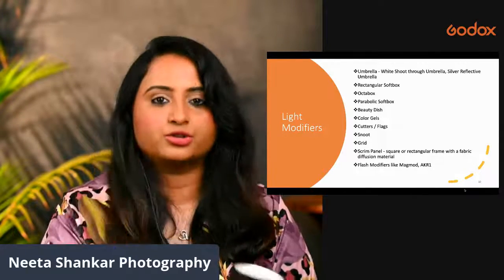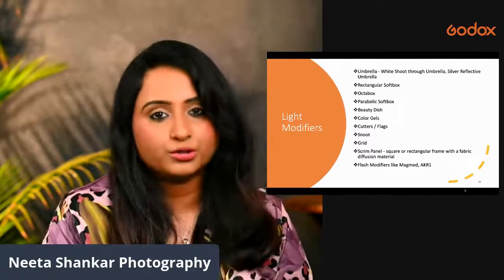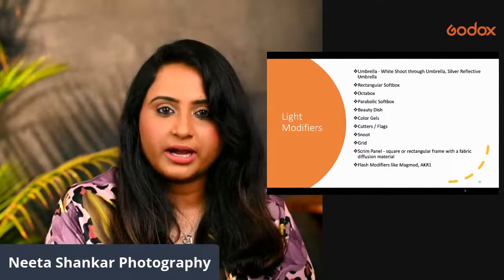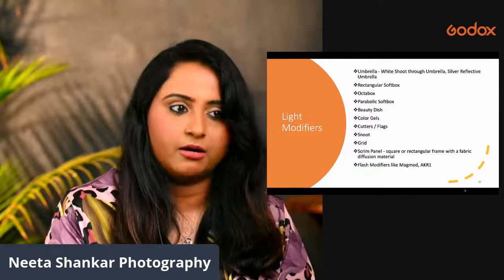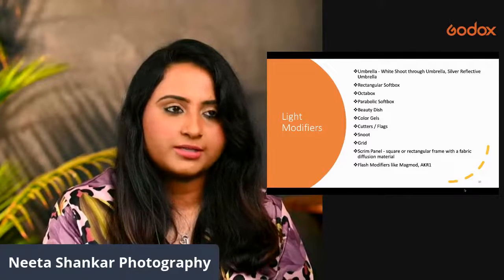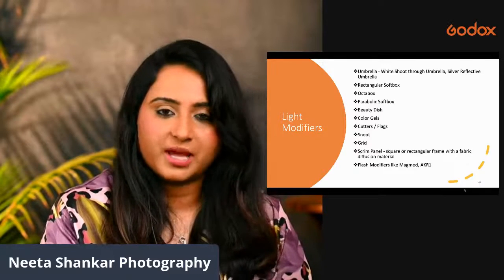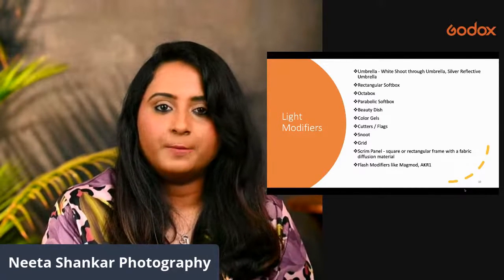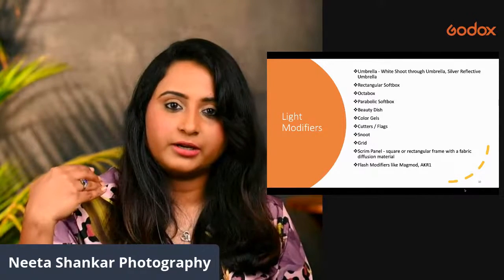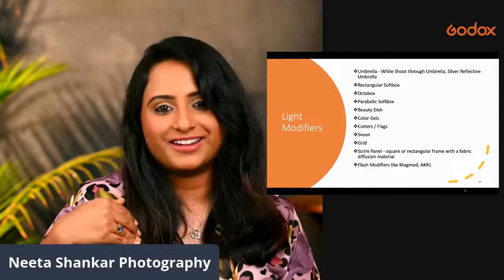I usually like to shoot using the white shoot-through umbrella. You could also use the silver reflective umbrella and make the lighting indirect. It's totally up to you what kind of lighting you want to achieve in the end. Other than that, there are lots of softboxes and octaboxes that Godox has. I love using the parabolic softbox, for example. I use the P90 during outdoor shoots, because I would want the light to reach a little longer distance, and a parabolic softbox by nature helps throw the light much further away.